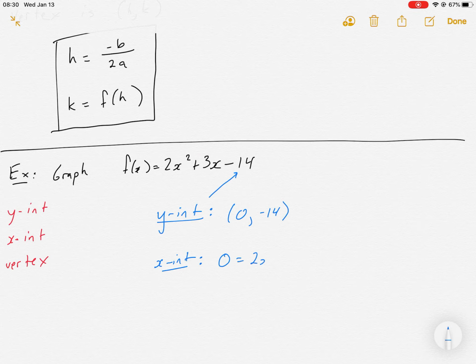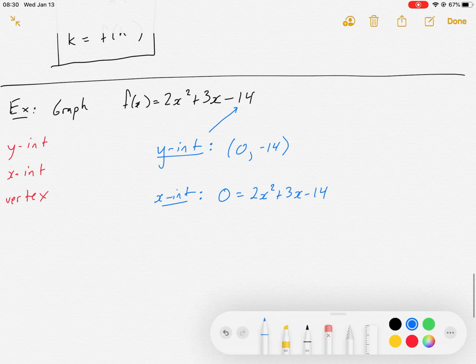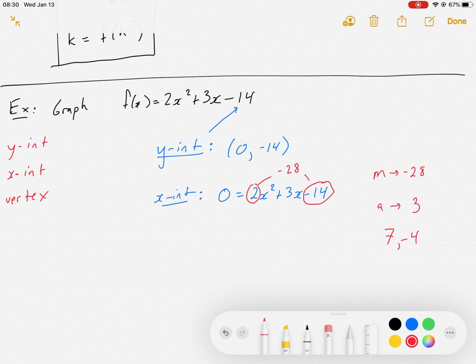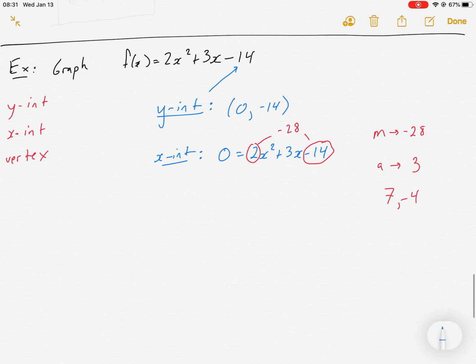So we have to set the entire function equal to 0. Now at first glance this might not look factorable, but what you have to do is take a times c, that's negative 28. And so now we need two numbers that multiply to negative 28 and then add up to 3. So hopefully we can find something. 28 and 1 won't work, 14 and 2 won't work, but 7 and minus 4, I think they both do work. So 7 and minus 4. Now there's a couple different methods for doing this, which I reviewed in a previous video.